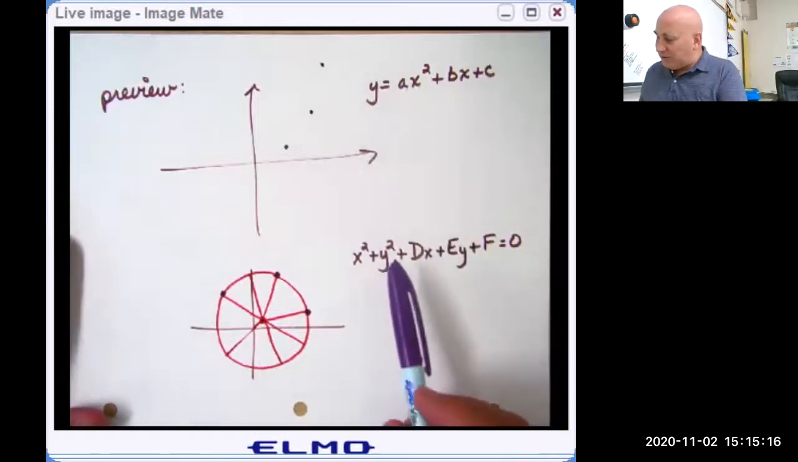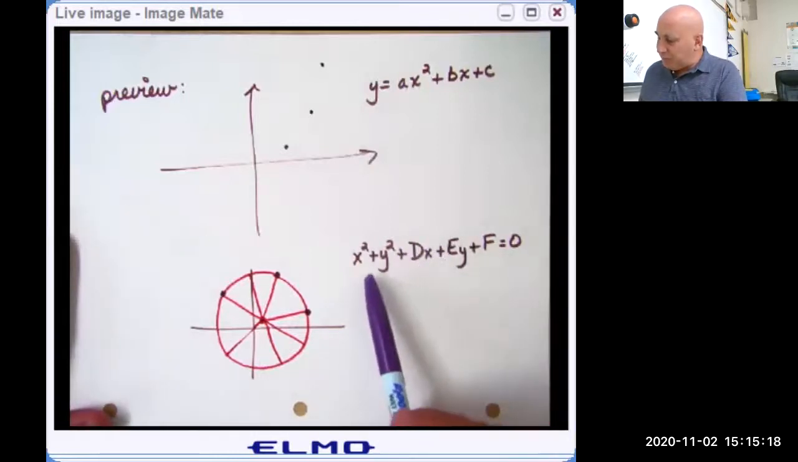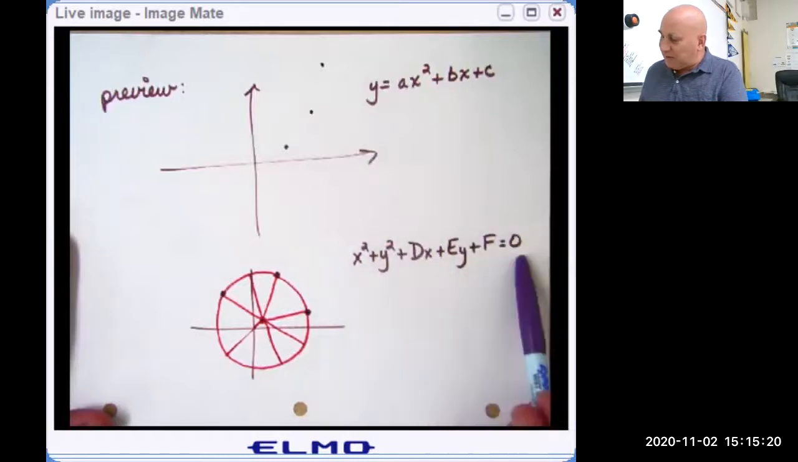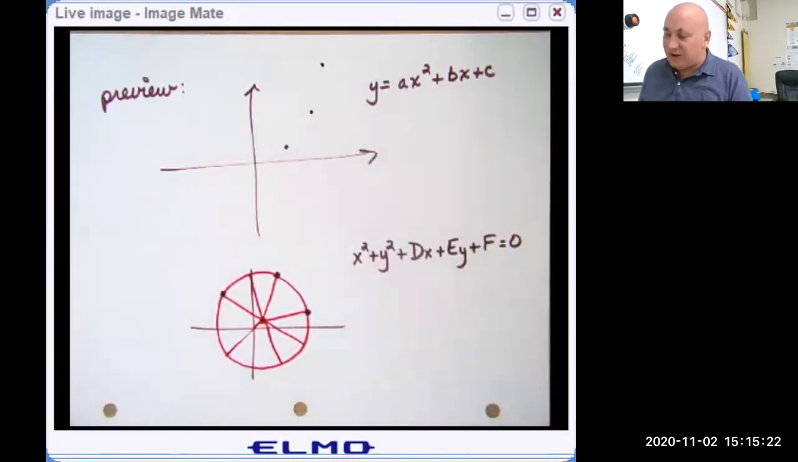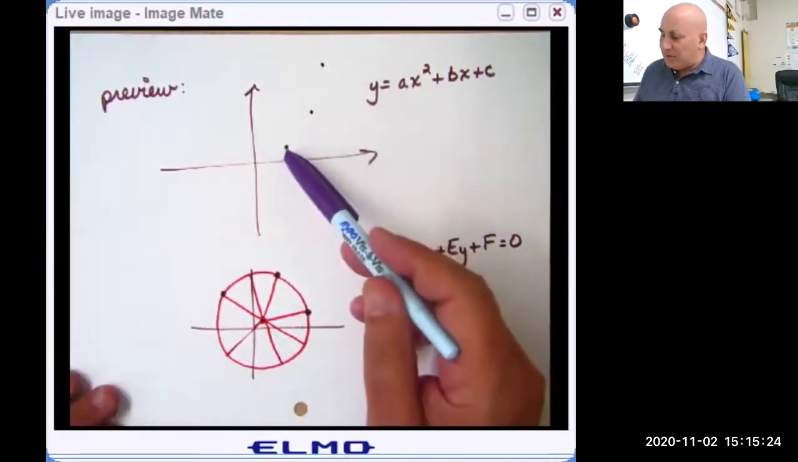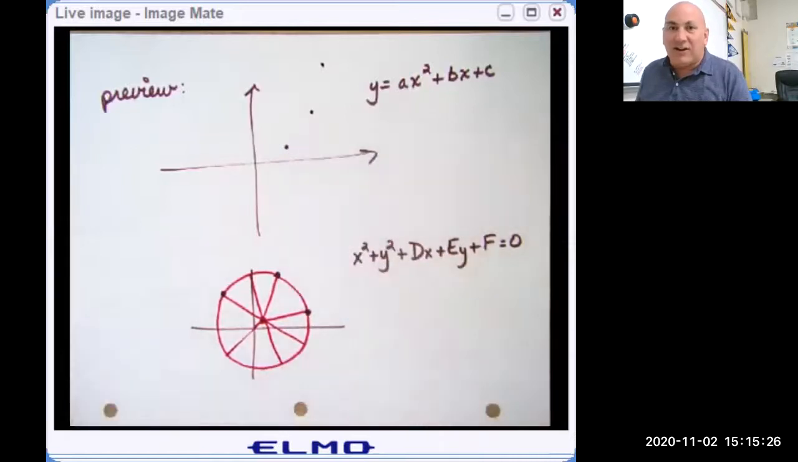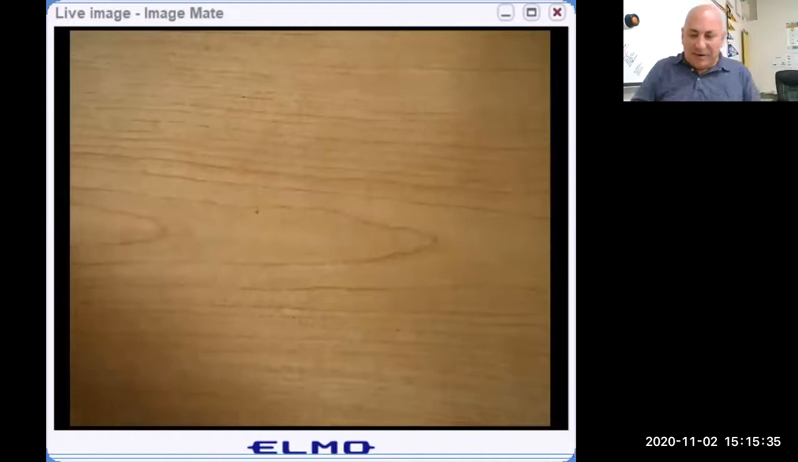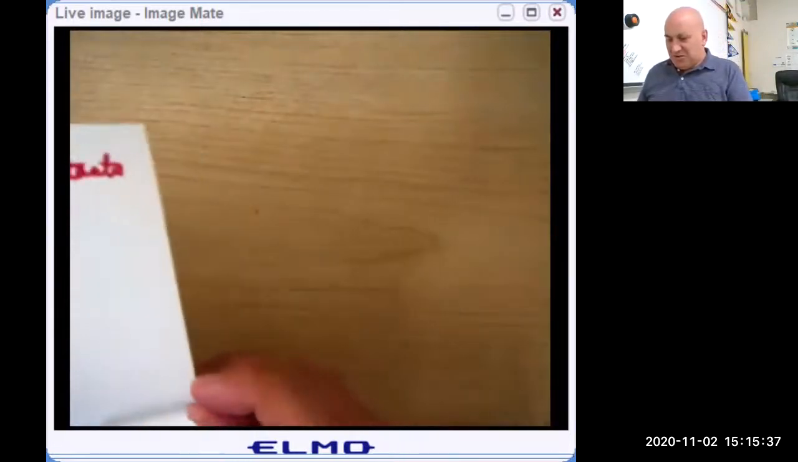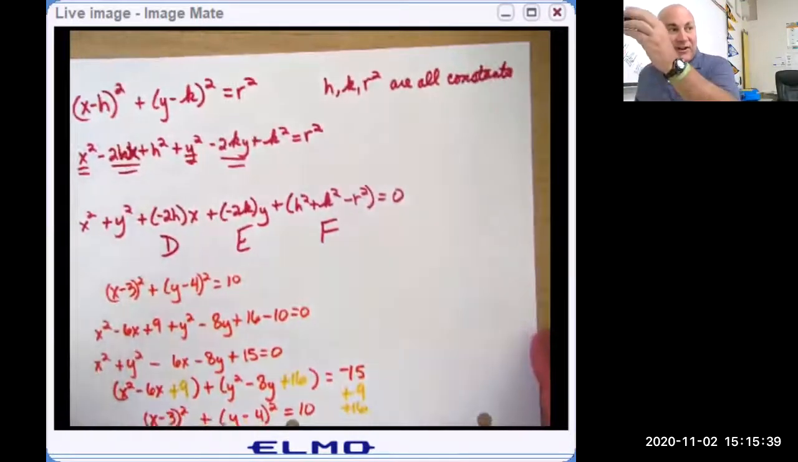And the way we're going to do it is we're going to make use of this equation, which is good for all conics. And remember that a parabola and a circle are conic sections, as are ellipses and hyperbolas. Those are our 4 conics. So a couple things to remember about that.